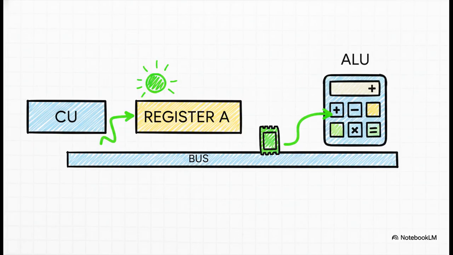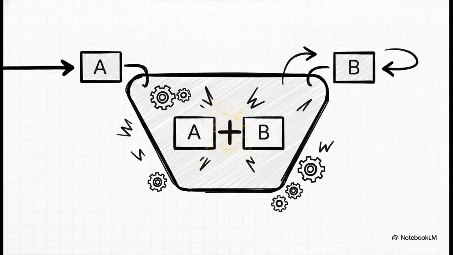And here comes the first piece of the puzzle. The control unit gives register A the green light to place its number, let's say it's a 5, onto the data bus. That value travels straight down the highway to one of the inputs of the ALU, our CPU's calculator. So now the ALU has our first number, 5. The second number, let's say a 3, is sitting in register B, which is already connected to the ALU's other input. The control unit has already told the ALU to get ready to add, so the moment it has both numbers, bam! The calculation happens almost instantly.